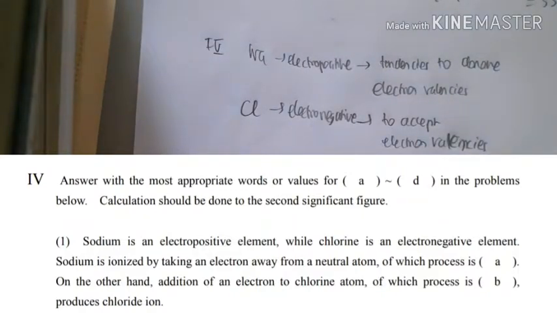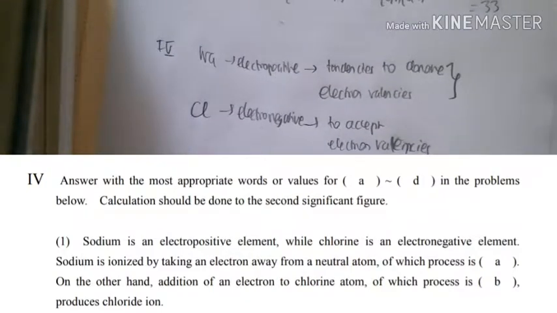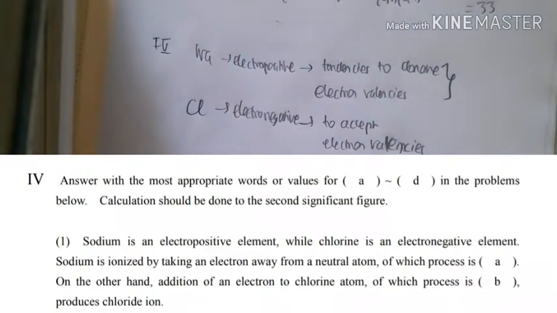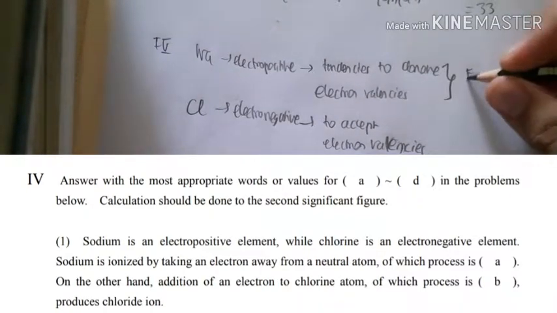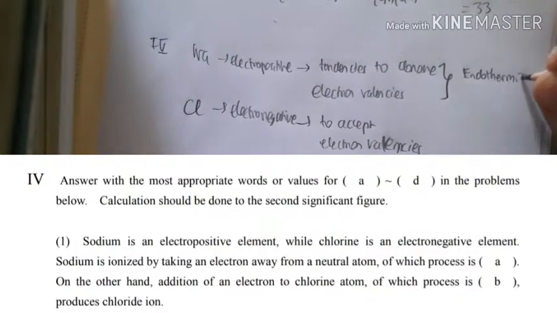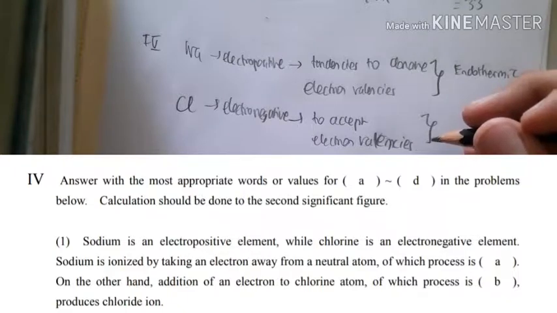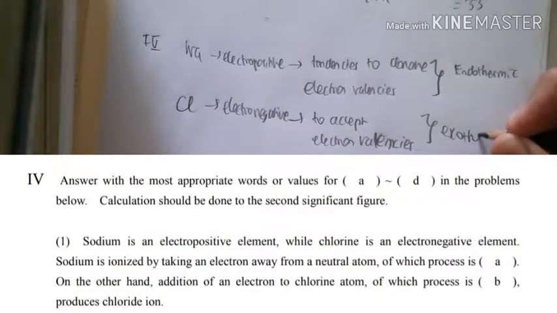Okay, so sodium is ionized by taking an electron away from a neutral atom. That is correct, because sodium tends to donate electron valencies. That process is called the endothermic reaction. For chlorine, on the other hand, the addition of an electron to the chlorine atom is called an exothermic reaction.